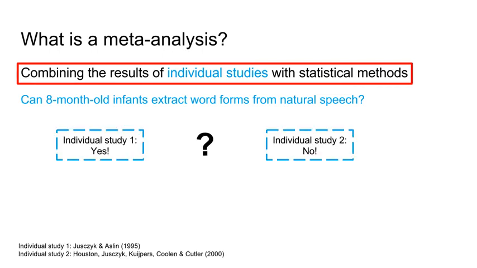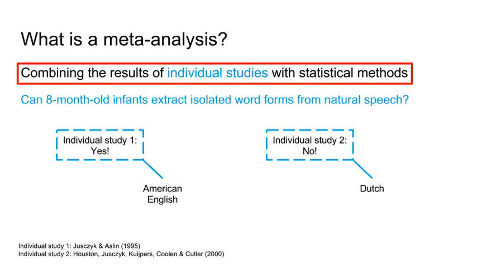Individual study 1 finds that yes, infants can extract word forms at 8 months, while study 2 does not find evidence for this. With the information we have so far, it is difficult to say why these studies come to different conclusions and whether one of these studies' conclusions should be weighted higher than the other. For instance, study 1 could be a false positive or study 2 a false negative.